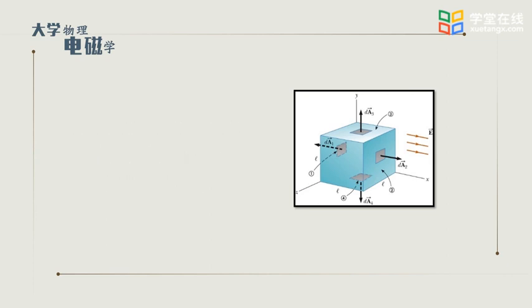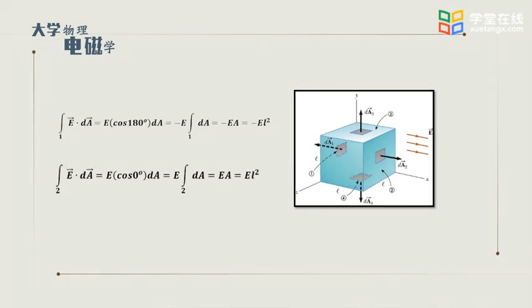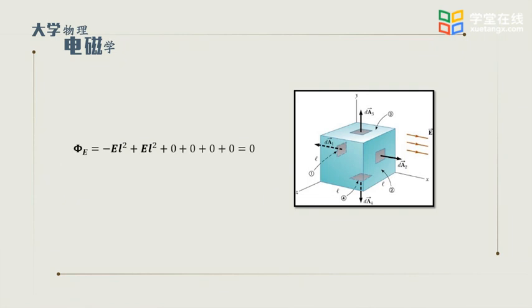It's noted that the electric field lines pass through face 1 and face 2 perpendicularly and are parallel to the 4 other faces of the cube. Therefore, the net flux through these 4 faces is 0. The flux of face 1 and face 2 can be calculated by using these 2 equations. Then the net flux is obtained by adding the flux over all 6 faces and equals 0.